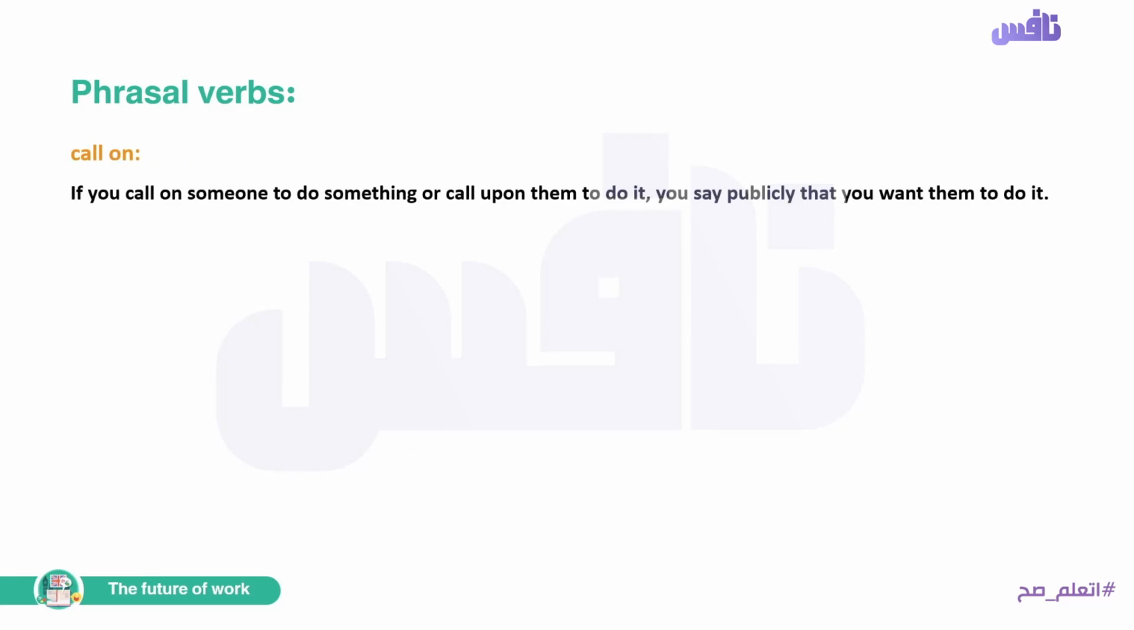معنا call on يقول لنا if you call on someone to do something or call upon them to do it you say publicly that you want them to do it. For example some politicians بعض السياسيين have called on the government to resign. بعض السياسيين طالبوا الحكومة إن هي تستقيل.